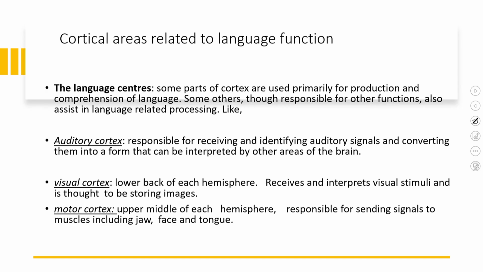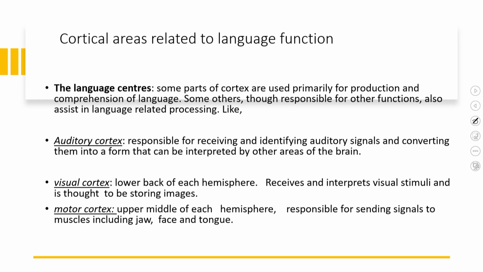Visual cortex, because a large amount of our language input comes in the visual domain. We read or we see signboards and all that. So, visual cortex is very important for language, and motor cortex of course, because it is very important for production of speech. Visual cortex lies at the lower back of each hemisphere, receives and interprets visual stimuli and is thought to be storing images.